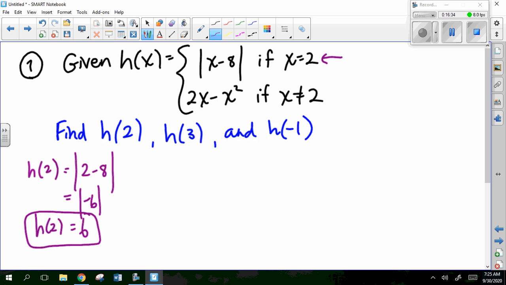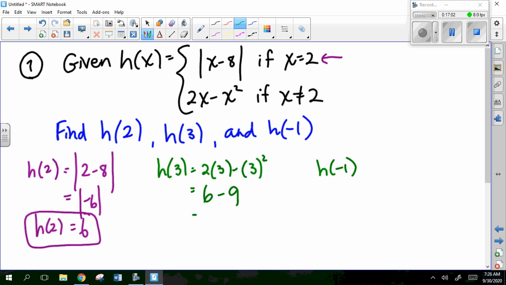All right, but if I were to check any other number, so h of 3, h of negative 1, I can no longer use the top line because those numbers do not equal 2. So both of them, I'm going to use that bottom line. All right, so be careful with plugging in negatives and squaring and all that stuff, although this one's not negative. 2 times 3 is 6. The minus stays, then you square, then you subtract. Okay, so you got to remember your order of operations here.